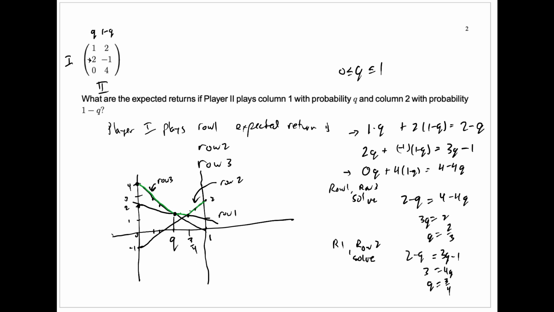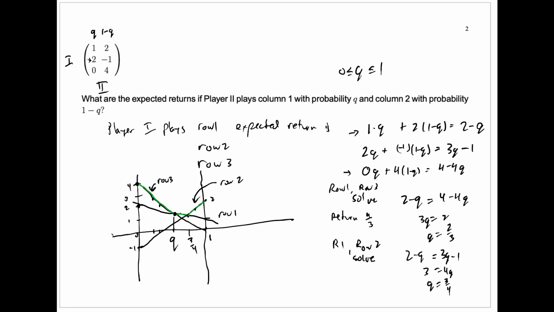We can ask, what are these expected returns at those points? Here the return is what we get when we plug 2/3 into row 1, the row 1 formula, or of course the same thing for row 3. We plug in 2/3, get 2 minus 2/3, we'll get 4/3. That's the y coordinate here, 4/3. What about in row 3? You'll see you get the same thing. If you plug in q equals 2/3, you get 4 minus 8/3, which is again 4/3.